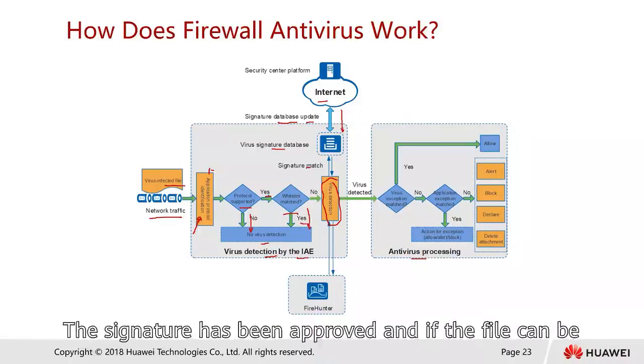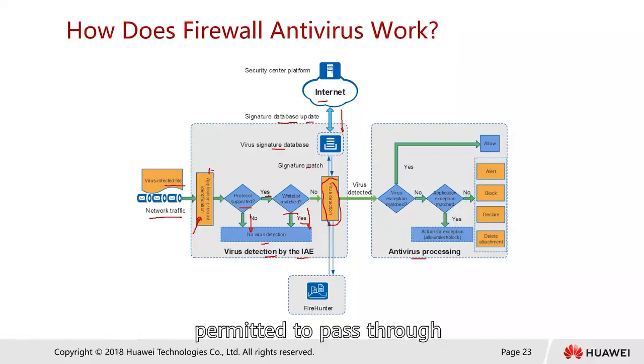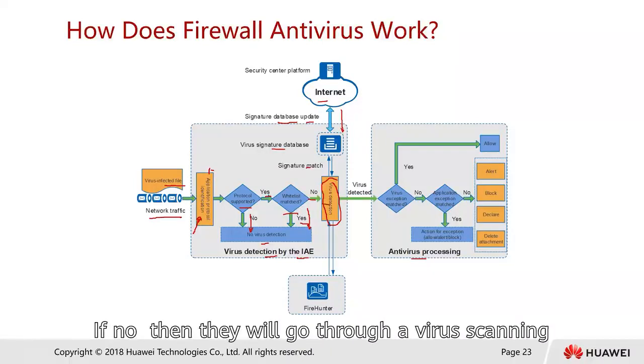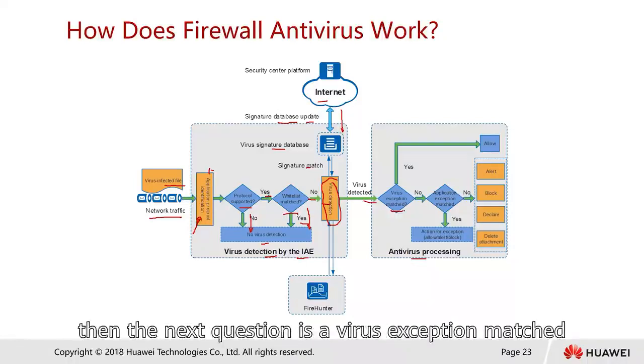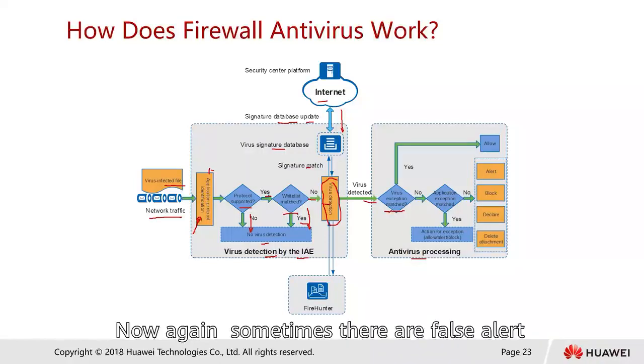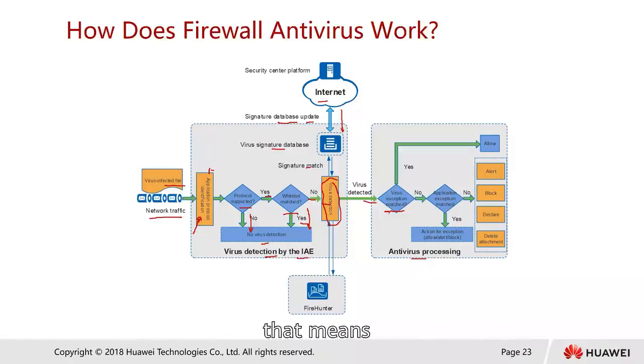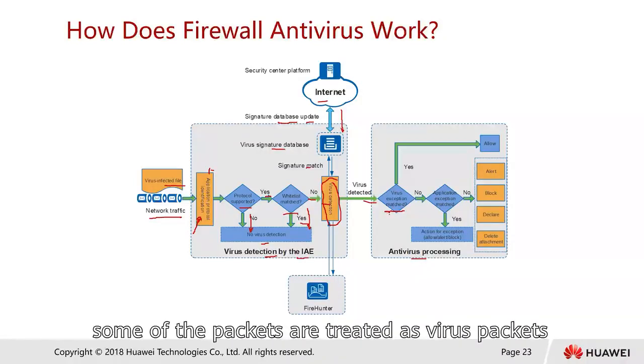Right, if the signature has been approved, then the file is permitted to pass through. If not, it goes through virus scanning, and if a virus is detected, the next question is whether the virus exception matches. Now again, sometimes there are false alerts. That means some packets are treated as virus packets.